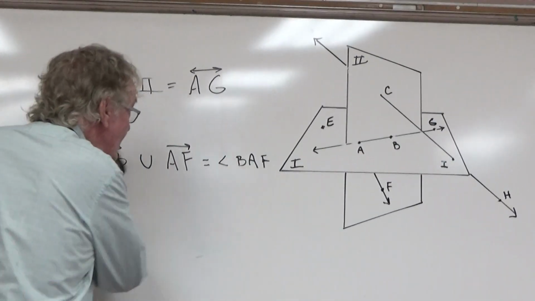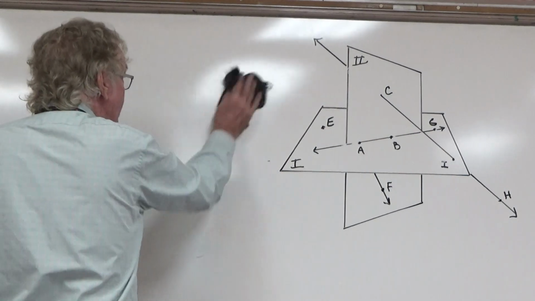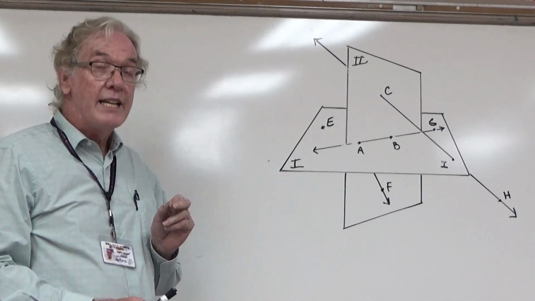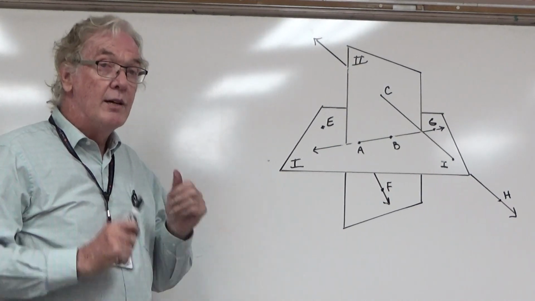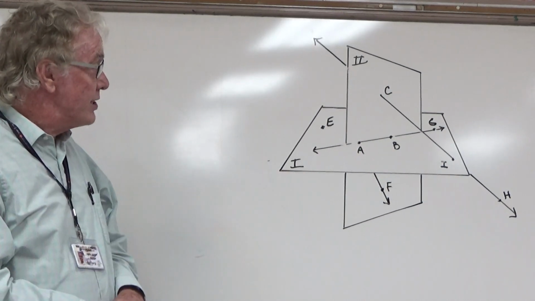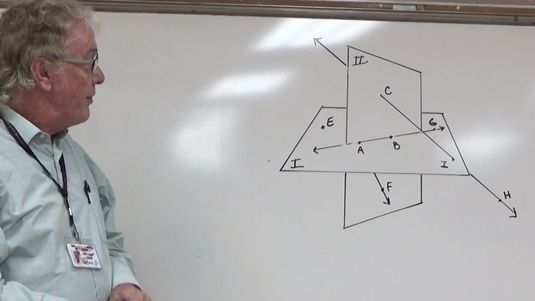Is there more? Yes. Can we find 4 coplanar points? And if collinear means points that are on the same line, coplanar must mean points that are on the same plane, on the same flat surface. I want 4 of them on the same flat surface. I think I can do that.